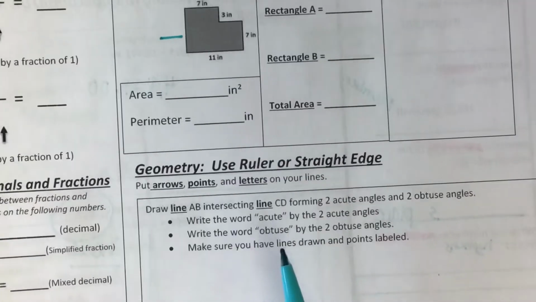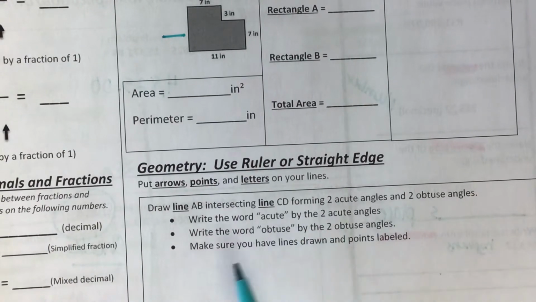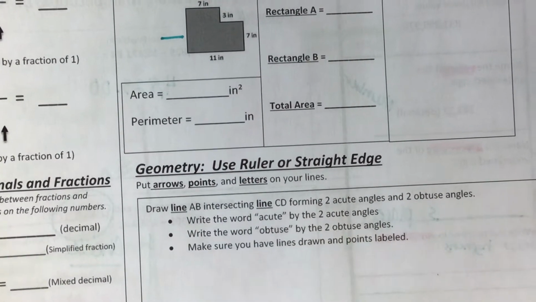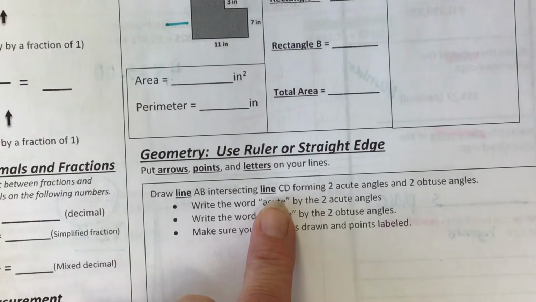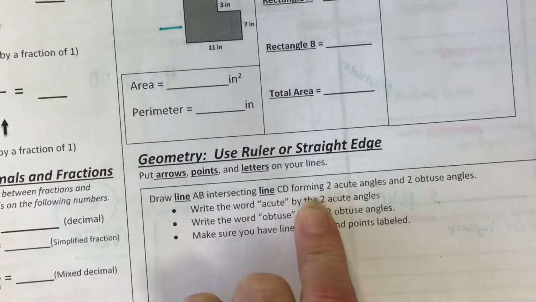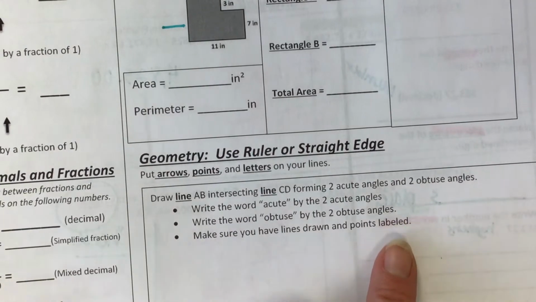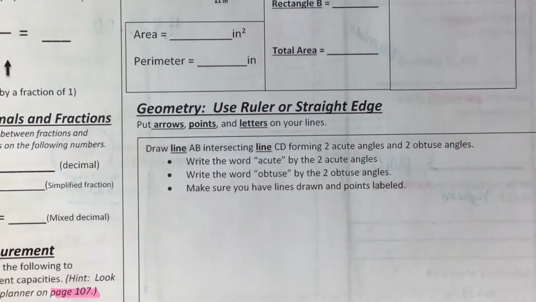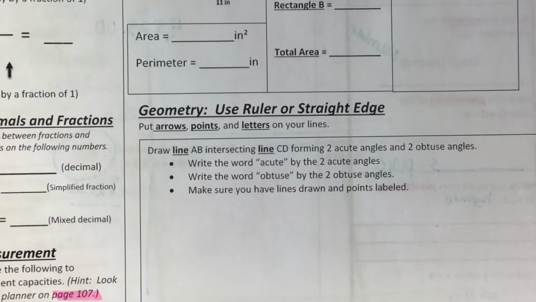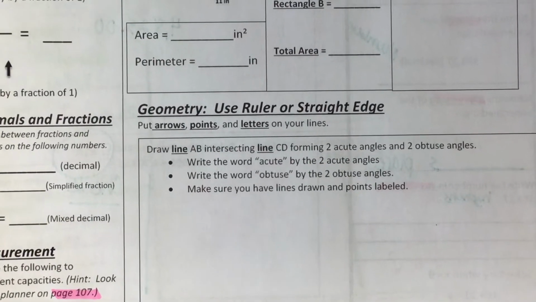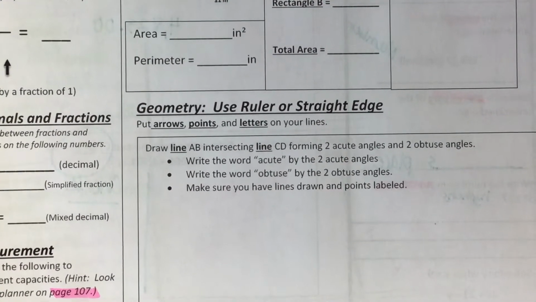Okay, geometry. Use a ruler or straight edge. Draw a line AB intersecting line CD, forming 2 acute angles and 2 obtuse angles. Now this is new. Write the word acute by the 2 acute angles and the word obtuse by the 2 obtuse angles. Make sure that you have lines drawn and points labeled.